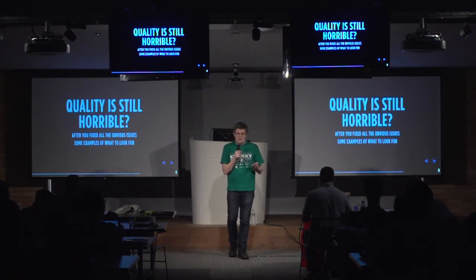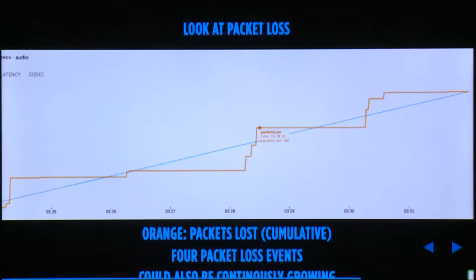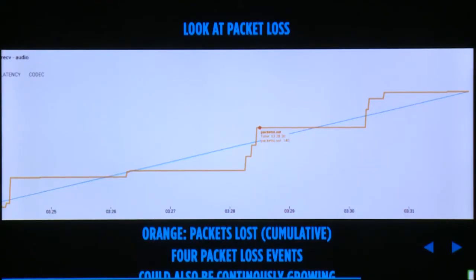So the quality is still horrible after you fixed all those things. So I'm going to show you some examples of what to look for. For example, if you look at the throughput, you can see here a graph showing the packet loss over time, and you can see the packet loss is cumulative, and you can see 4 events where there was packet loss. And typically, in those cases, the bandwidth adaptation will reduce frame rate and resolution, and the user perceives that as blocky and bad video quality. You could also have the packets lost being continuous, like in the blue line, and it happens as well. It is different kind of packet loss, but you need to deal with both.